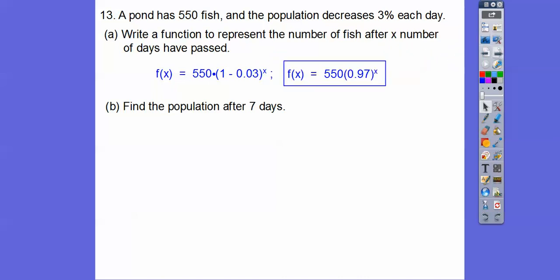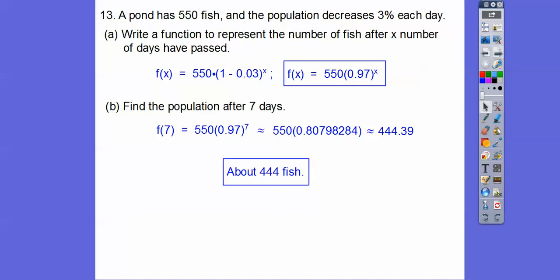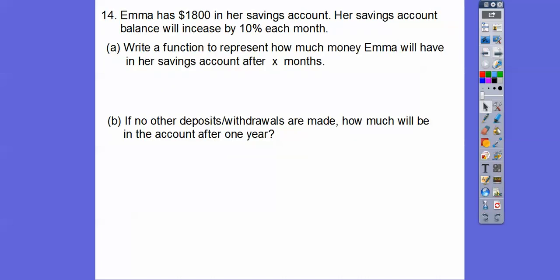So 550 times 0.97 to the x. Find the population after 7 days, so we're going to plug in x equals 7. So when we do that, we get about 444 fish, okay? Almost done, you guys. Emma has $1,800 in her savings account. Her savings account balance will increase by 10% each month. Now, this is such a fictitious problem because there's no way that we can find an account balance that will do that increase. But if you could, please jump on it, you guys. You guys will make some money.